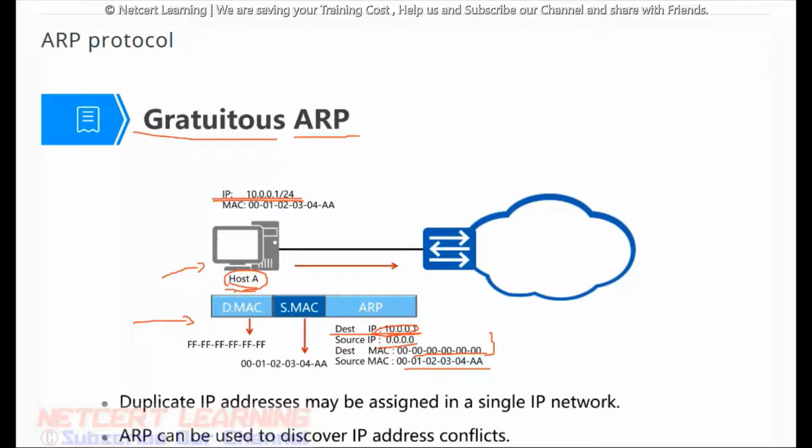So host A will hold the state of the NIC, the network interface card. Gratuitous ARP is useful when you assign a new IP address or get a new IP address on the NIC card. Okay, this is gratuitous ARP.